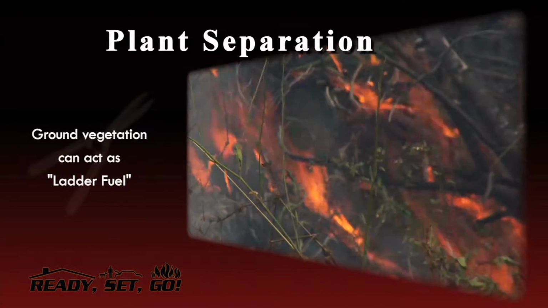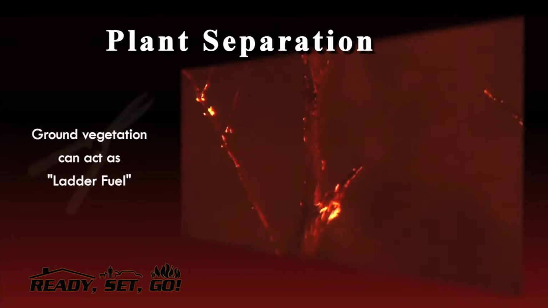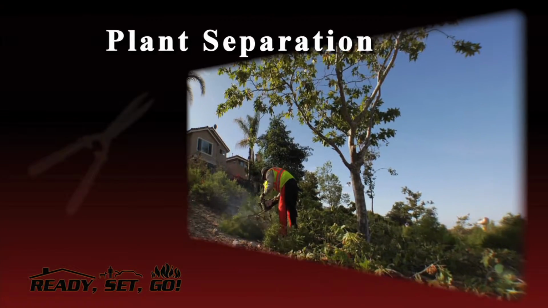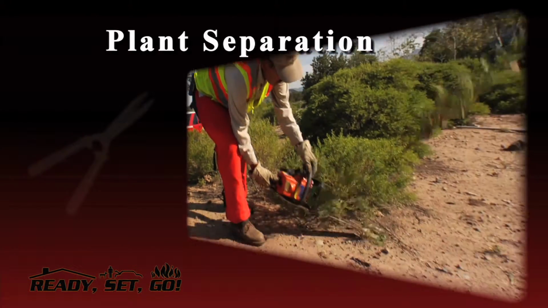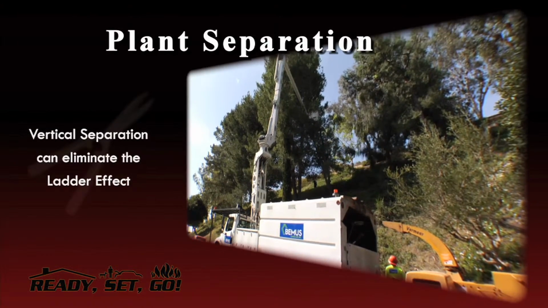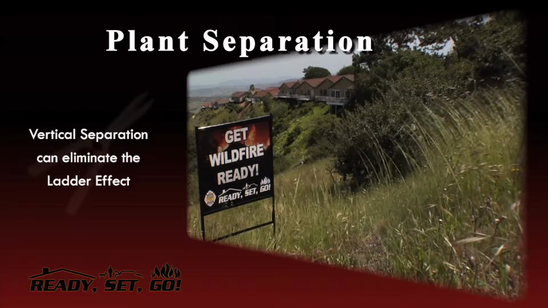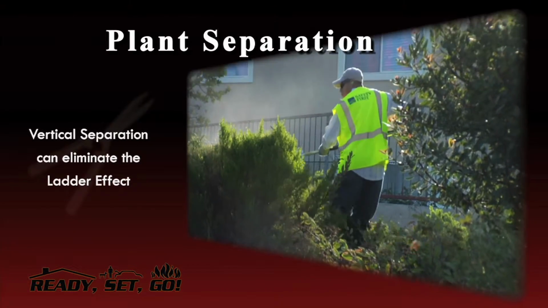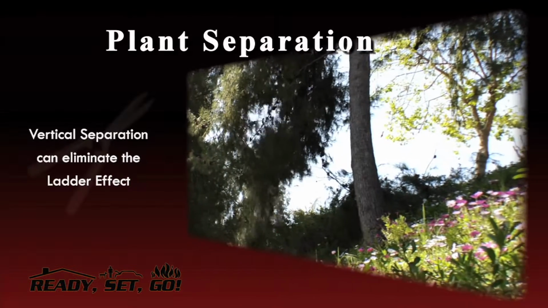Ground vegetation can also act as ladder fuels by preheating the branches of taller trees to the point that they can catch fire. By increasing the amount of space between trees and the surface vegetation below, vertical separation can eliminate the ladder effect and help reduce the spread of wildfire. This can be done by pruning or removing ground vegetation and by limbing up trees to remove live and dead branches nearest the ground.